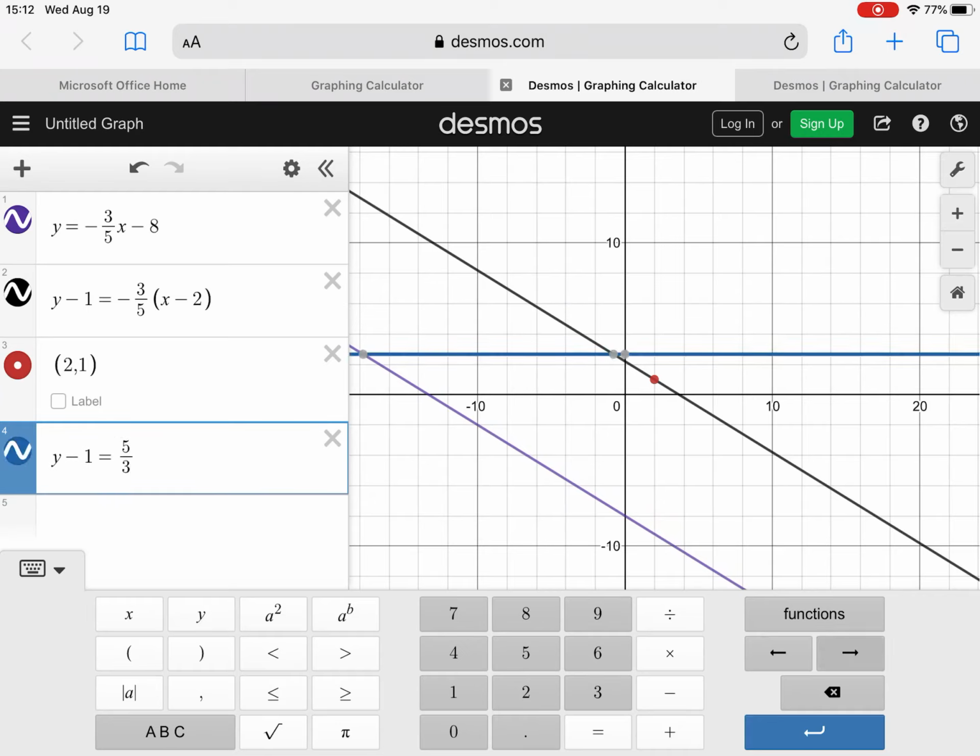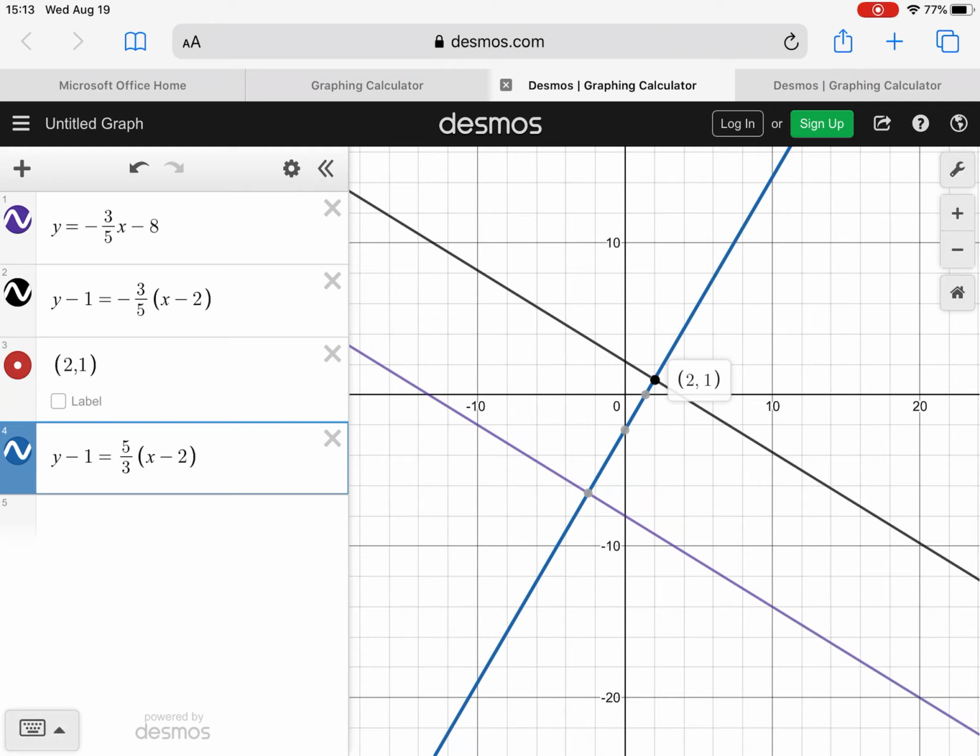And then the other line was y minus 1 equals, now this is 5/3, 5 divided by 3 times x, except it should be x minus 2. Those lines definitely do look perpendicular, and you'll notice they both go through the point 2, 1, so we did it correctly. If you would like to know why they're perpendicular, let me know.